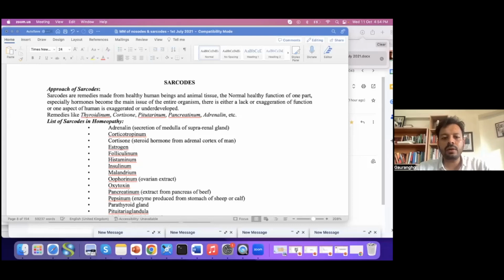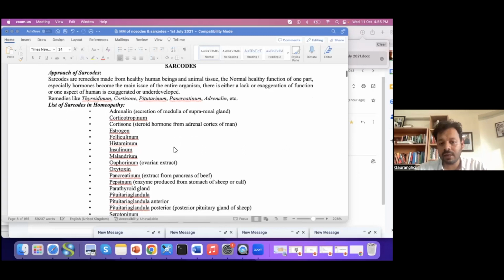Just to give you a little introduction about this entire talk. Sarcodes are remedies which are made from healthy human beings and animal tissues. The main thing that we look for in sarcodes is either a lack or exaggeration of function of that particular area from which the sarcode is prepared. And we have a lot of sarcodes.